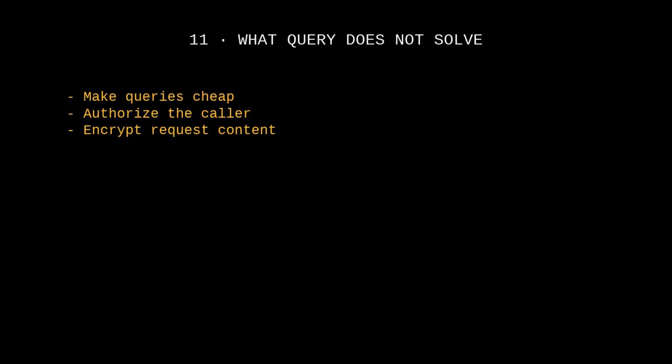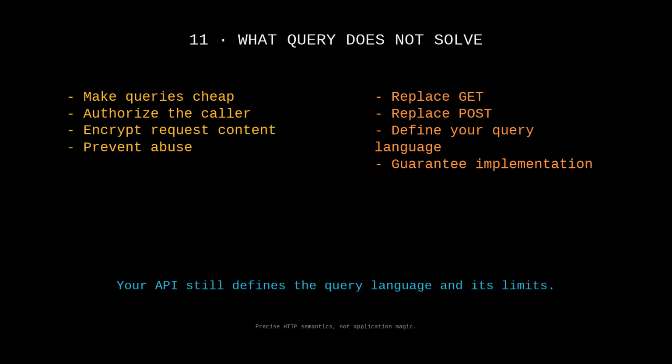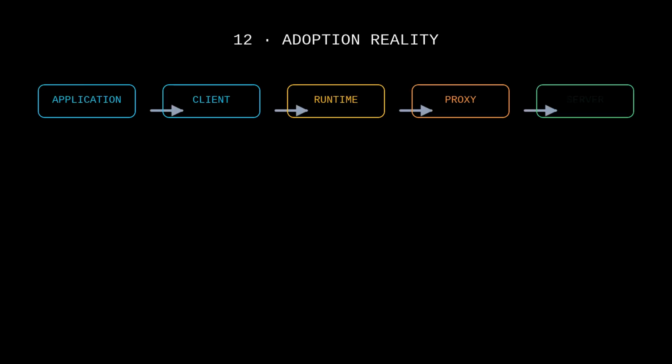QUERY is deliberately narrow. It does not make a query cheap, authorize the caller, encrypt request content, or prevent abuse. It does not promise that infrastructure supports the method today. It does not replace GET, replace POST, or define your application's query language. Developers still choose a media type to specify valid operations, validate input, set resource limits, and enforce access control. A new method supplies precise HTTP semantics. It does not design the application behind them. Standardization is the starting line.